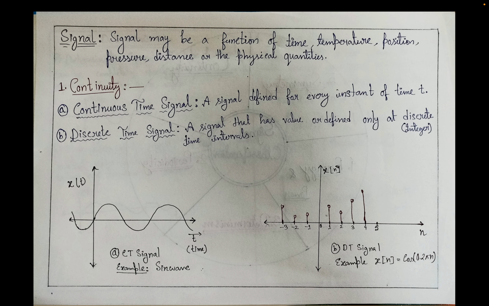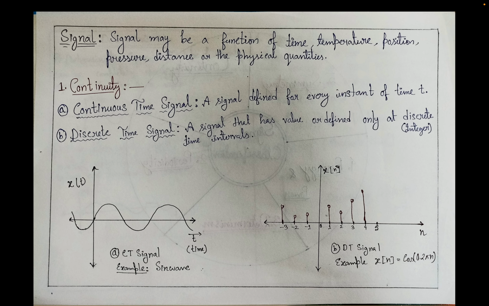Before coming into the types of signals, at first understand what is a signal. A signal may be a function of time, temperature, position, pressure, distance, or any other physical quantities. So, at first, come into the continuity type of signals: continuous time signals and discrete time signals.